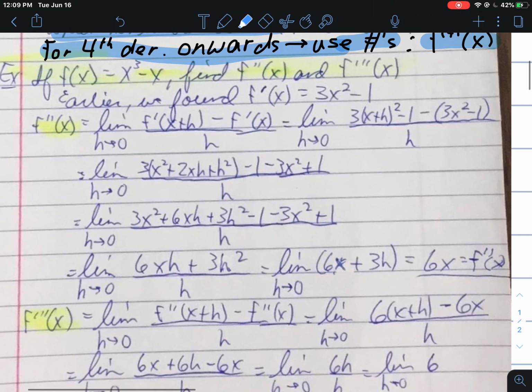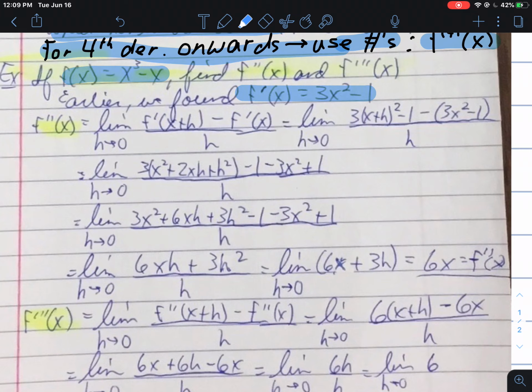So here's f of x. Again, this is the one that we did earlier, just to bring in a higher order derivative. If f of x is x cubed minus x, find f double prime, f triple prime. So we found f prime earlier. We went through the process and we found f prime. So here's f and here's f prime to be 3x squared minus 1.